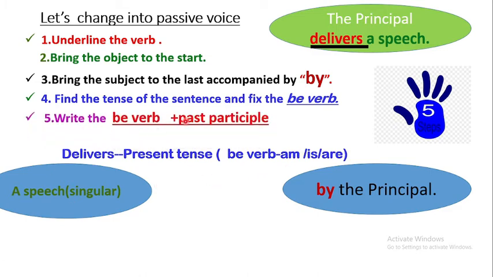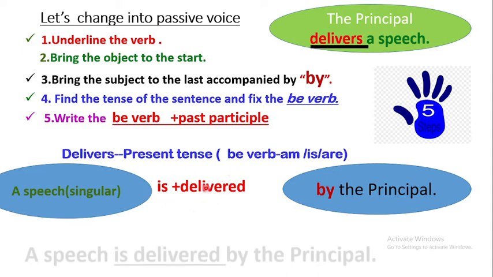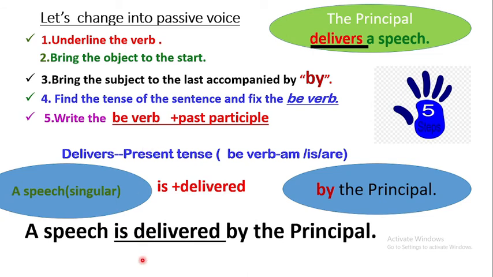And write the be verb and the past participle. I told you earlier, passive voice deals with the past participle. So here, is delivered. This is the be verb. A speech, that is singular, and delivered is the past participle. We have done it: A speech is delivered by the principal. That's all, children. It's so easy.